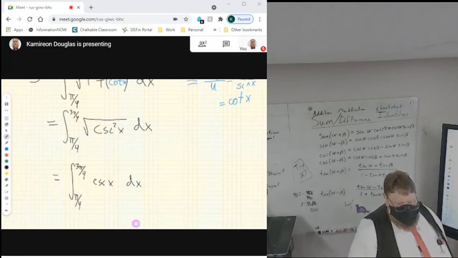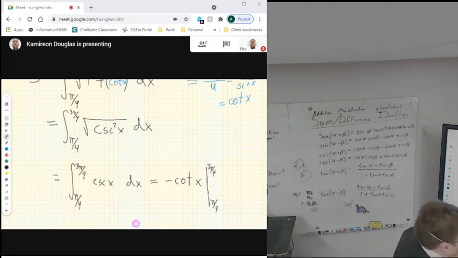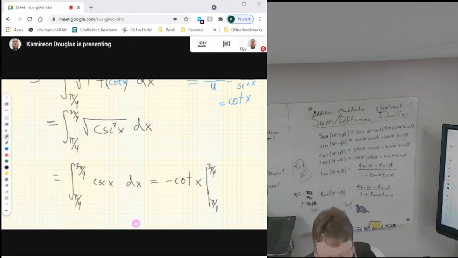And what is the integral of cosecant of x? Negative cotangent u plus c. In this case my u would be x, plus c, but we're doing a definite integral. So it'll be negative cotangent of x from pi over 4 to 3 pi over 4. That's how all these pieces fit together very nicely. Now I plug my two values in, subtract the results, and I am finished.